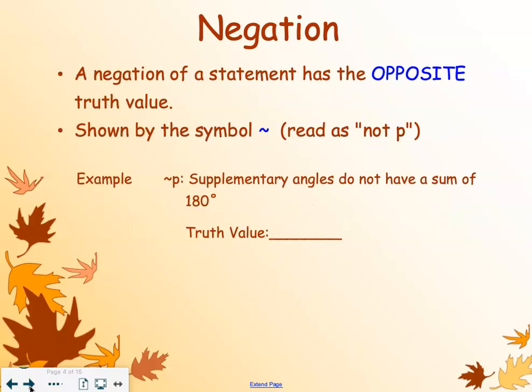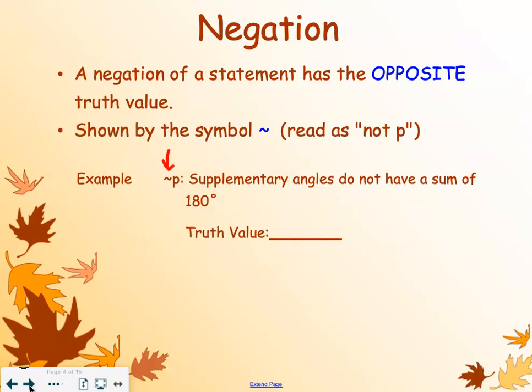Okay, to negate something is to take the opposite truth value. So if something is true, we want it to be false. If something is false, we want it to be true. And we use that little squiggle to say that we're negating it. So if I wanted to say not P, I would use this little squiggle in front, right here. So I would read this as not P. So using that example before, this would say supplementary angles do not have a sum of 180.